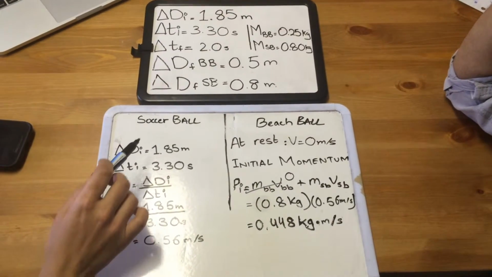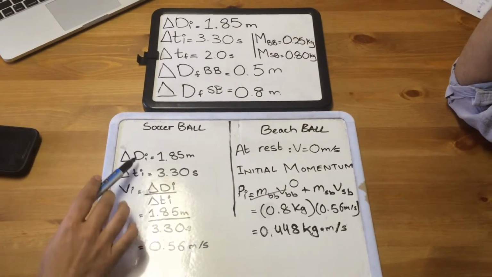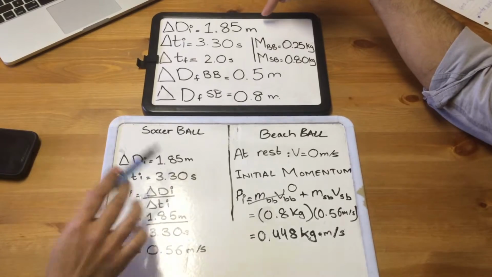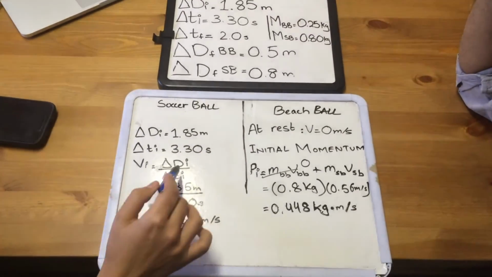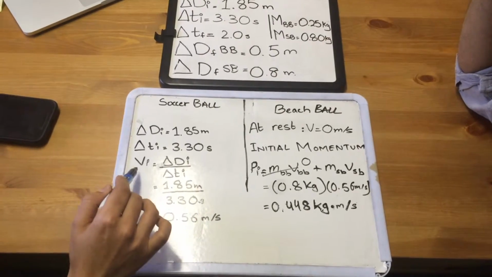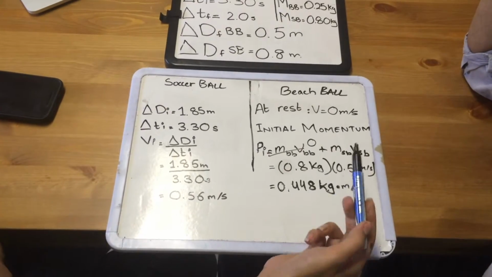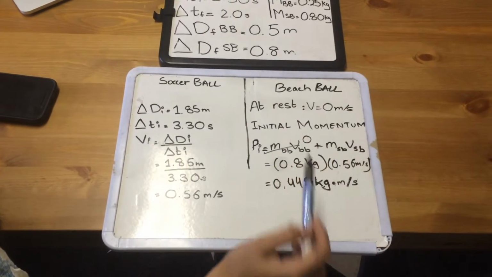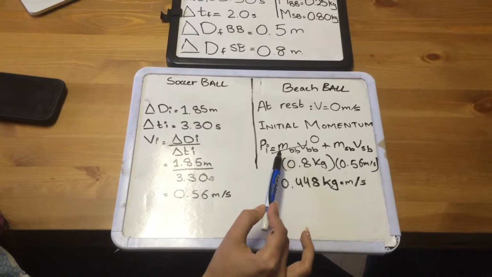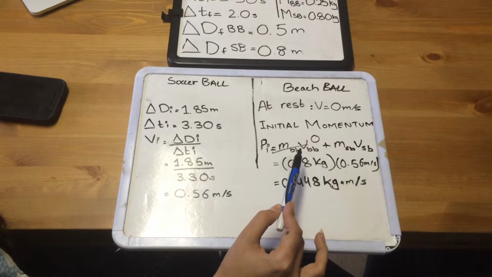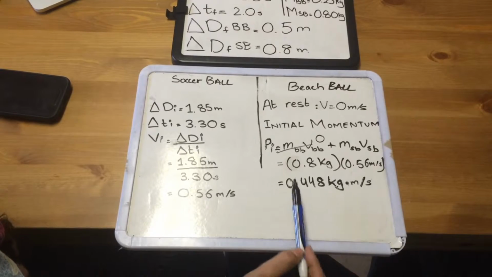So to find the initial momentum, we're going to use the values we just calculated. Our initial distance was 1.85 meters. The time it took was 3.30 seconds. Okay. And now we're going to use the equation delta d over t to find the velocity. Okay. That comes out to be 0.56 meters per second. For the beach ball, we know that it's at rest, so the initial velocity is 0 meters per second. To find the momentum, we're going to use mass of the beach ball times velocity of the beach ball plus mass of the soccer ball times velocity of the soccer ball.